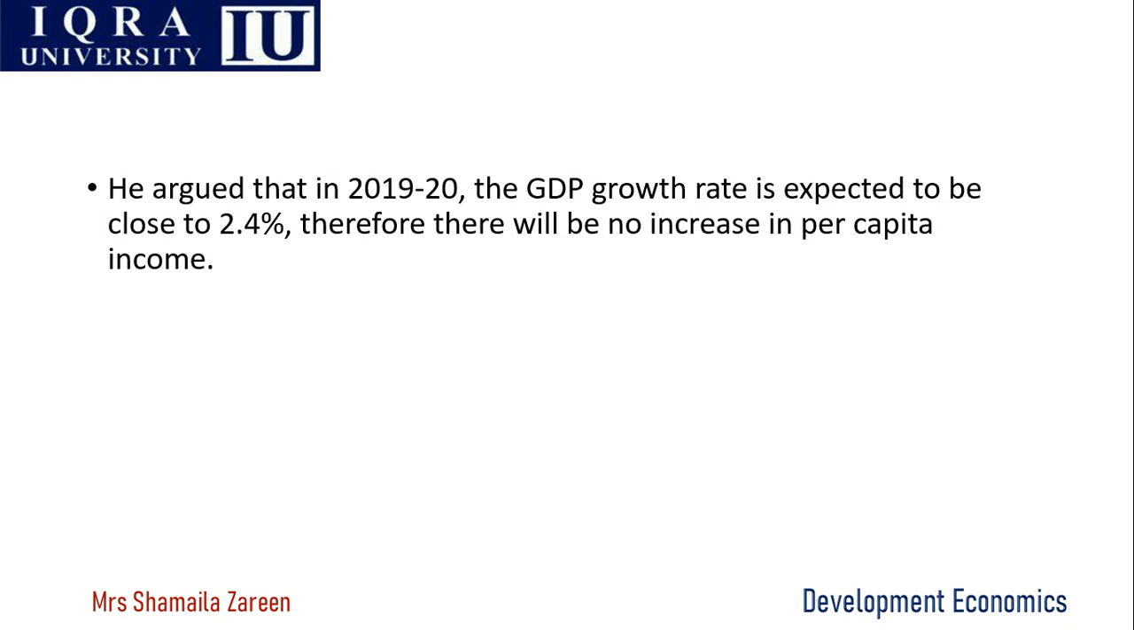He argued that in 2019 to 2020, the GDP growth rate is expected to be close to 2.4%, whereas recently it was 3.5%. Therefore, there will be no increase in per capita income. Obviously, when so many people are living below the poverty line, there is more poverty and more unemployment. Obviously, there will be less economic growth.